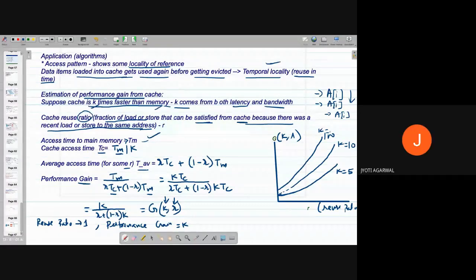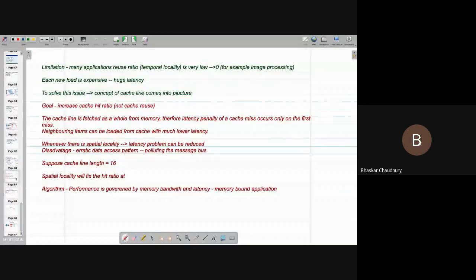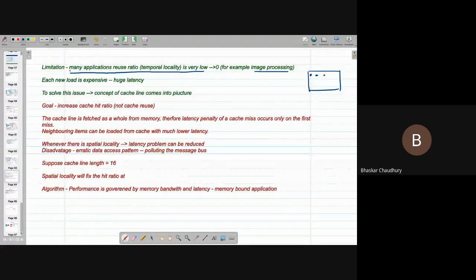Okay, now the question is, it does not solve all the problems. The problem is that there are many applications where the reuse ratio is very low. For example, image processing. In image processing, it's not iterative. You have an image and you are just going from one pixel to another. When you have already worked on the first pixel, maybe you are not going to work on that pixel again. So there is no reuse as such in time actually. And there are many such algorithms where the reuse ratio is very, very low.